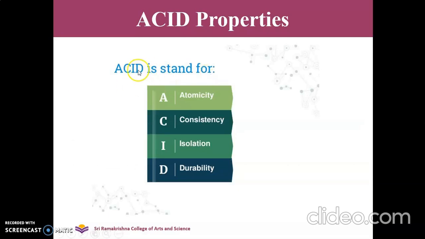ACID is an acronym. A is for atomicity, C stands for consistency, I is for isolation, and D is for durability. Let's see each and every ACID property in detail with an example.